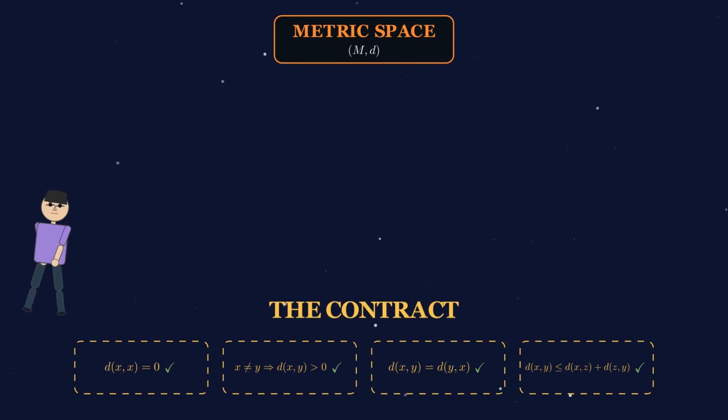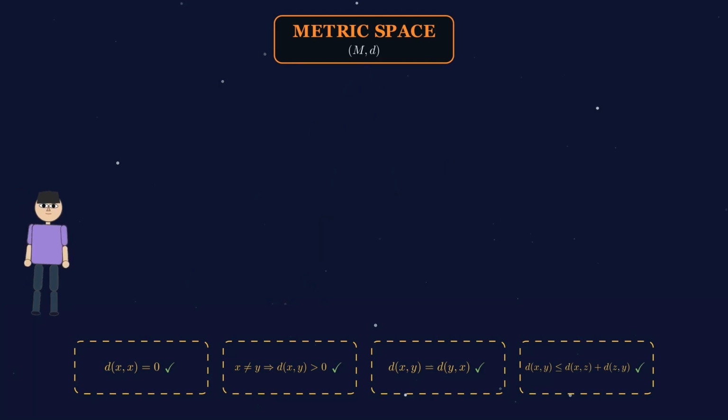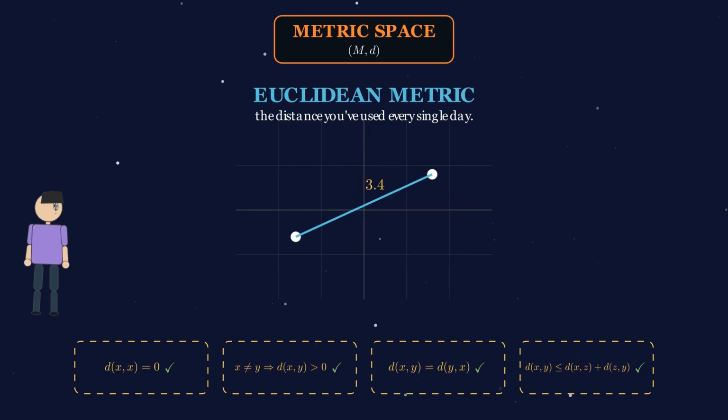That's the complete contract. Keep all 4, and your rule officially becomes a metric. And the set it lives on officially becomes a metric space. Nothing more is required. Now, our oldest friend, plain straight line distance on a flat plane, keeps all 4 promises without breaking a sweat. We call it the Euclidean metric, and it's the distance you've used every single day of your life. But here's the fun part. Now that we know the 4 rules of the game, we can go looking for players we've never met.